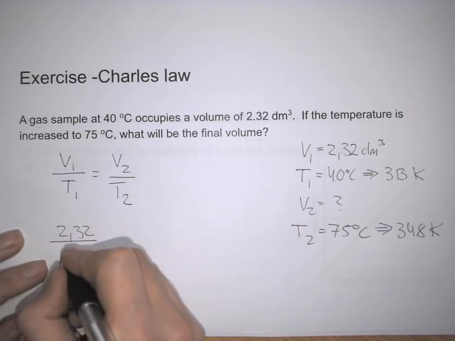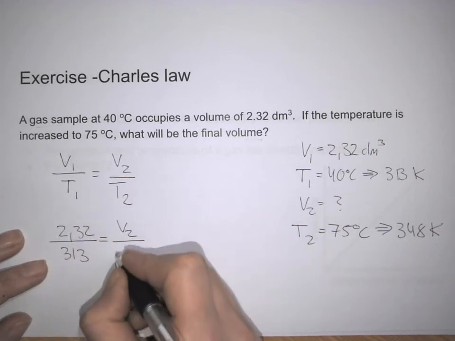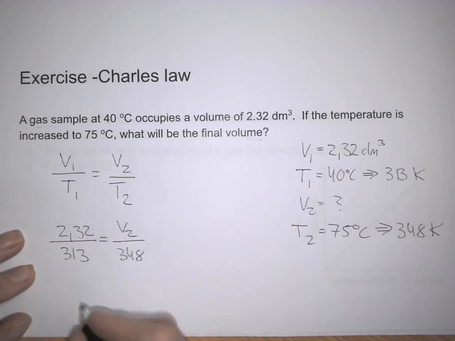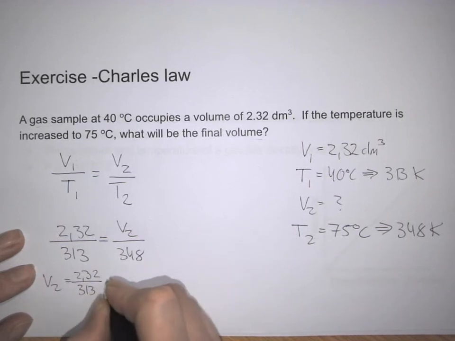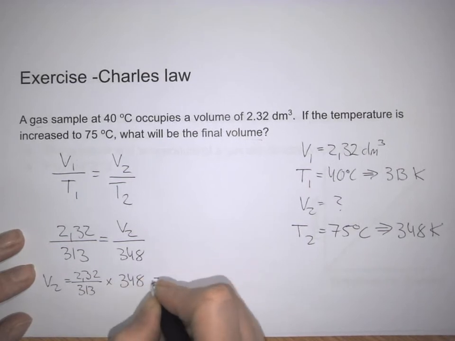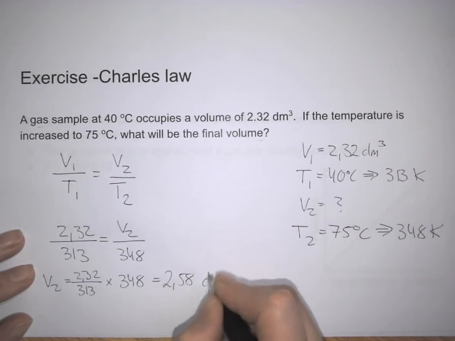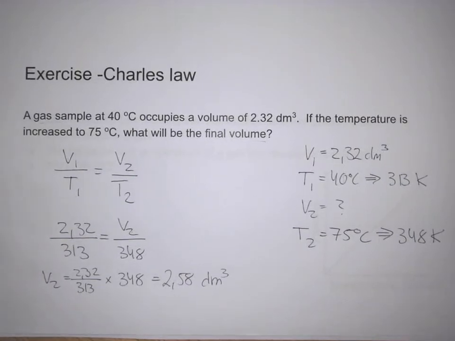So now you just put these values into the equation. 2.32 divided by 313 equal to V2 over 348, and you know that this one times this one is equal to this one. So V2 is 2.32 divided by 313 times 348. So that will give us 2.58 cubic decimeter. So this is how you use Charles' law, and in this case we're looking at the relationship between the volume and temperature.